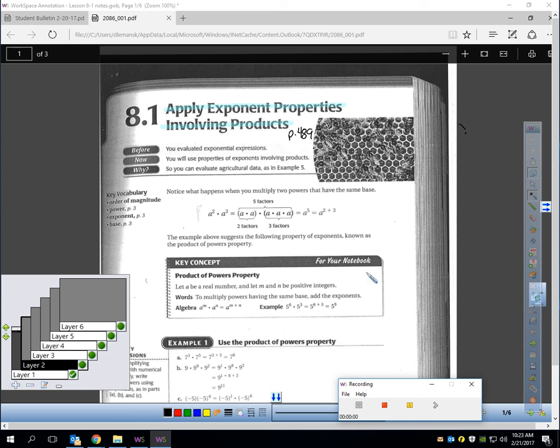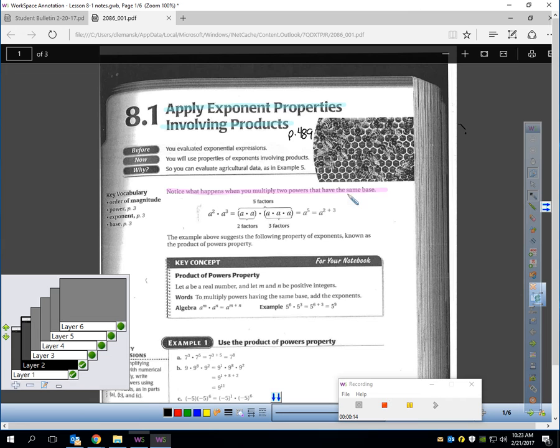This chapter is on exponents and exponential functions, and the first lesson of the chapter is 8.1, applying exponent properties involving products. You should be on page 489. Notice what happens when you multiply two powers that have the same base.